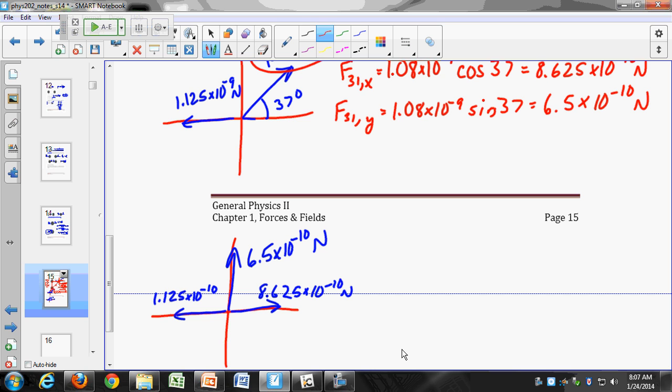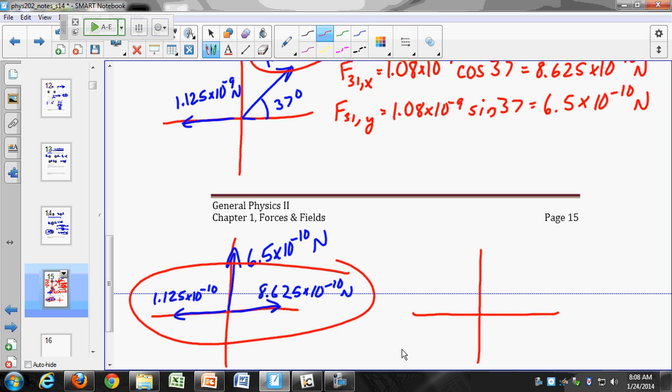So I combine these two vectors right here. If I take the difference in those, I get 7.5 times 10 to the minus 10. So my new vector is 7.5 times 10 to the minus 10, and up here, it's still 6.5 times 10 to the minus 10.